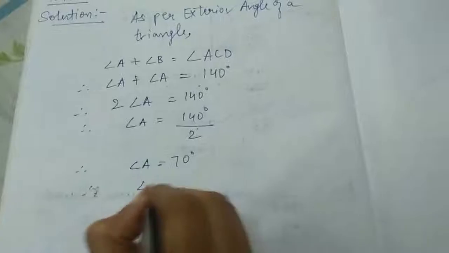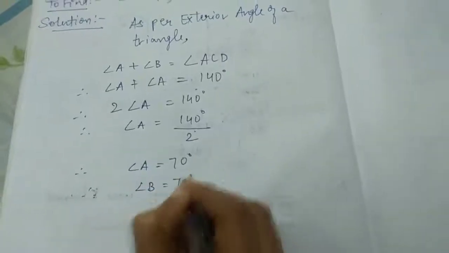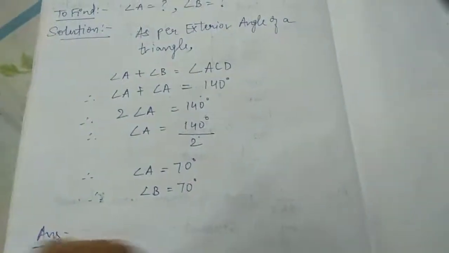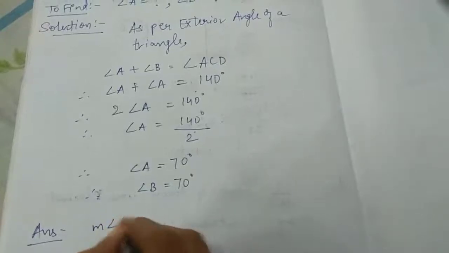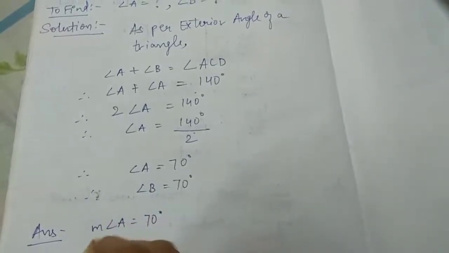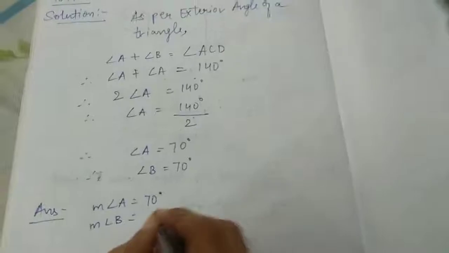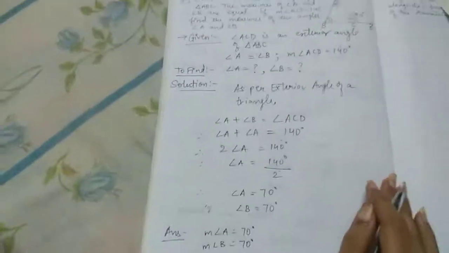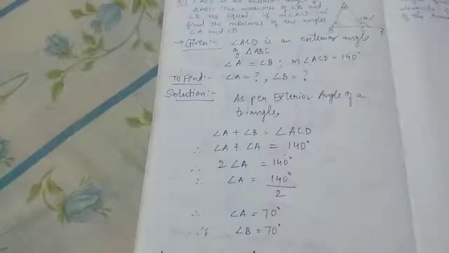If angle A is 70, then angle B is also 70. So our final answer is measure angle A is equal to 70 degrees and measure angle B is also 70 degrees. So this is how we are going to find our solution.